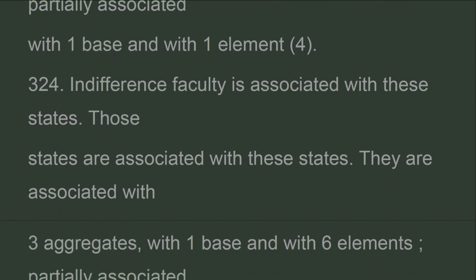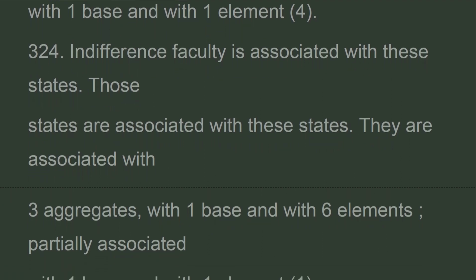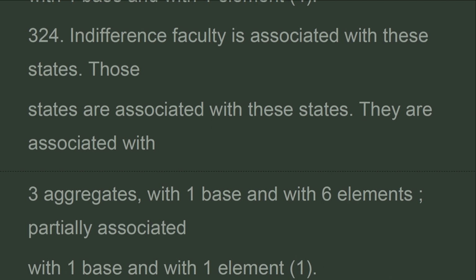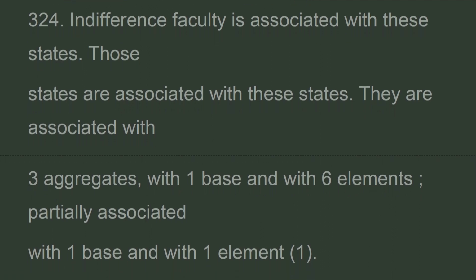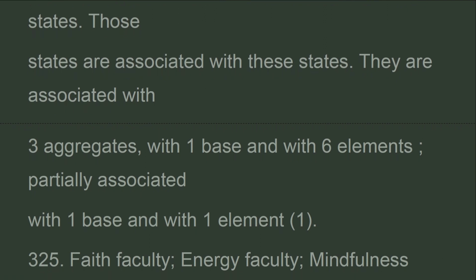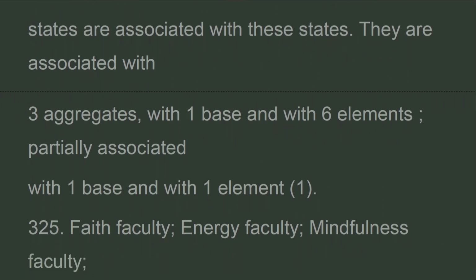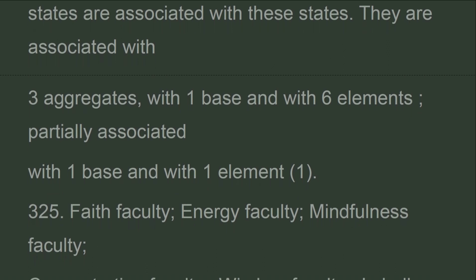324. Indifference faculty is associated with these states. Those states are associated with these states. They are associated with three aggregates, with one base and with six elements. Partially associated with one base and with one element.